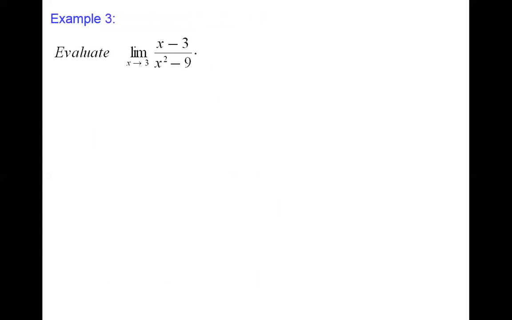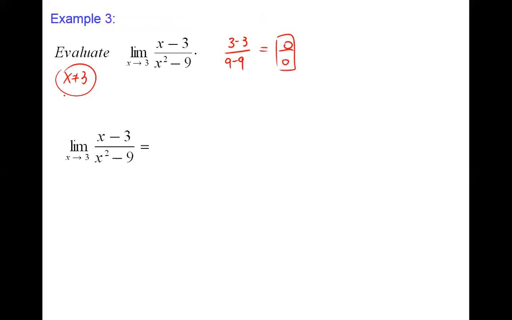Evaluate the limit as x approaches 3 of (x minus 3) over (x squared minus 9). I can definitely see that I have 3 minus 3 and 9 minus 9. This is my case, 0 over 0, because the function is not defined at 3. But that's not a problem for the limit. Let's find the common factor, factor out, and get the answer.